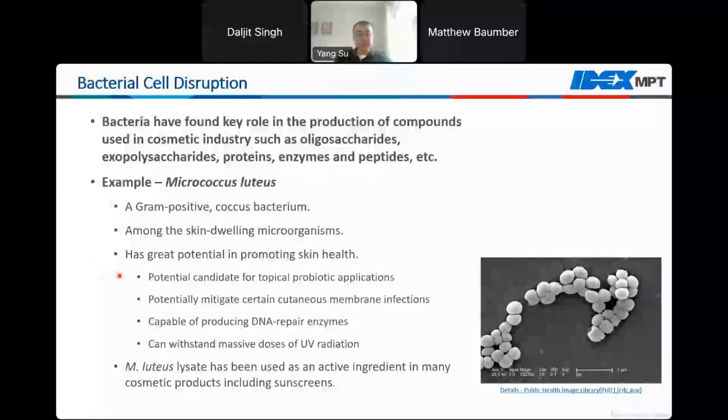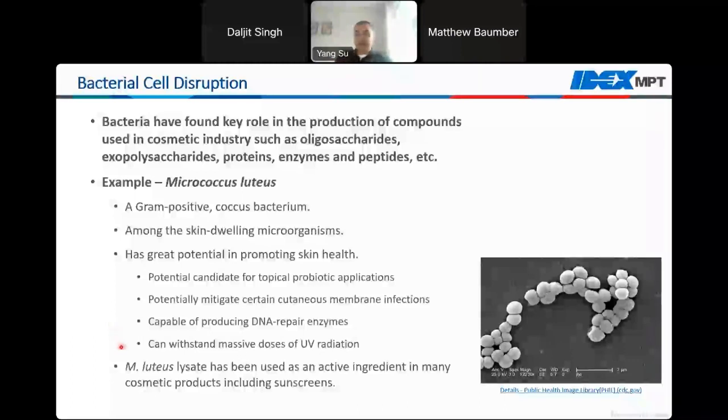Micrococcus luteus exhibits antimicrobial activities against a wide range of microbes, which makes them a potential candidate for topical probiotic applications. They also have inhibitory activities against certain pathogenic microbes, which can potentially be used against infections. They're also capable of producing DNA repair enzymes, which will help repair and revitalize the skin.